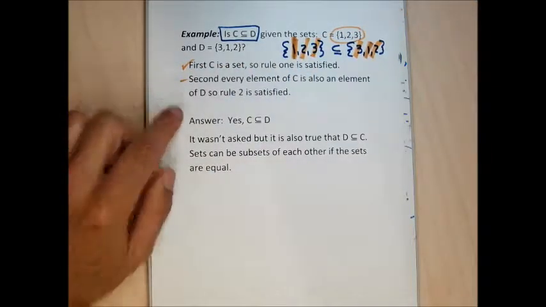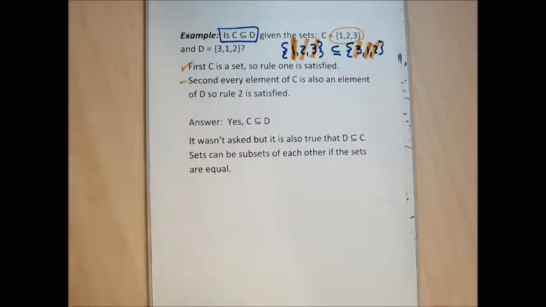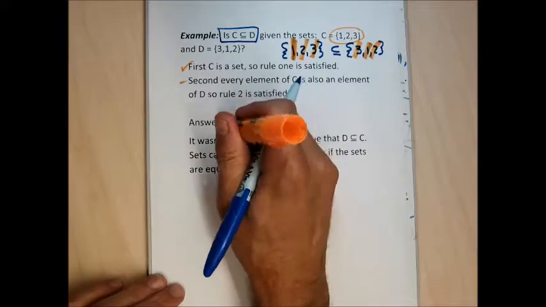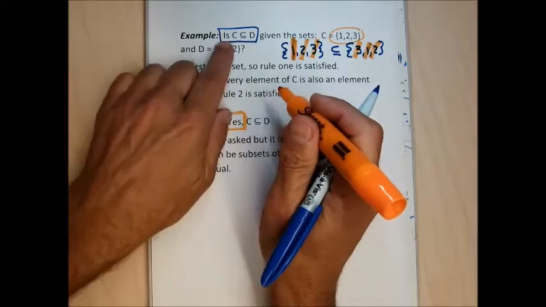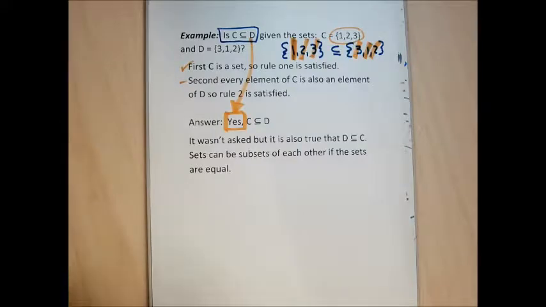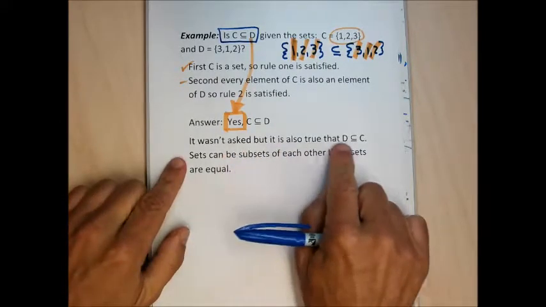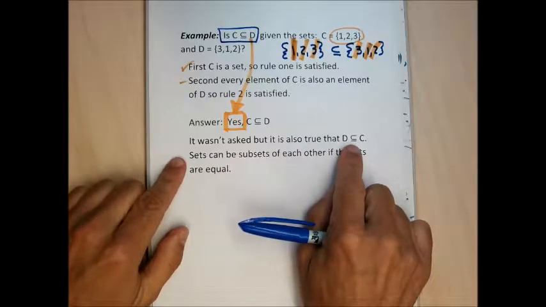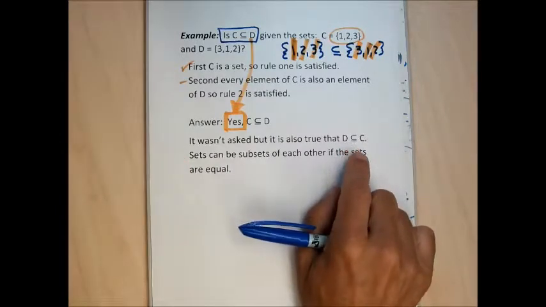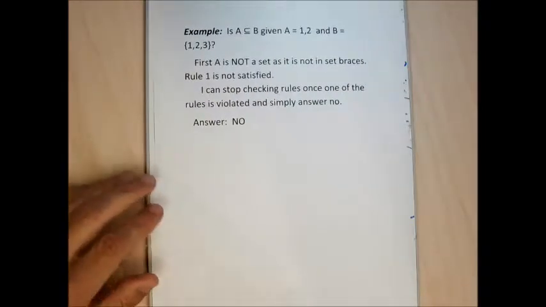Because every element of C is also an element of D, rule 2 is satisfied. And the answer is going to be yes. Is C a subset of D? Yes, because it satisfies the two criteria. Not sure why I took the time to write this. I wasn't asked this, but it's also true that D is a subset of C. You can do that if you care to show that, but I'm not going to show that. So I have another sneaky example.